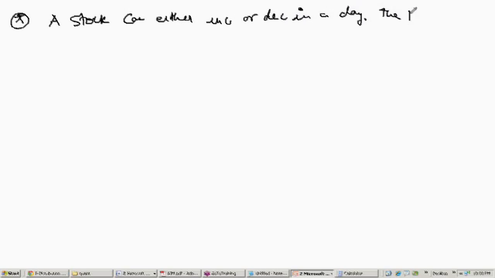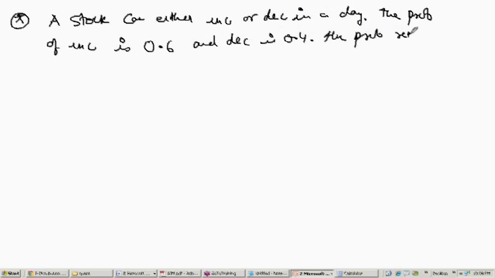So let's take a question over here. A stock can either increase or decrease in a day. The probability of increasing is 0.6 and decreasing is 0.4. The probability remains the same throughout.